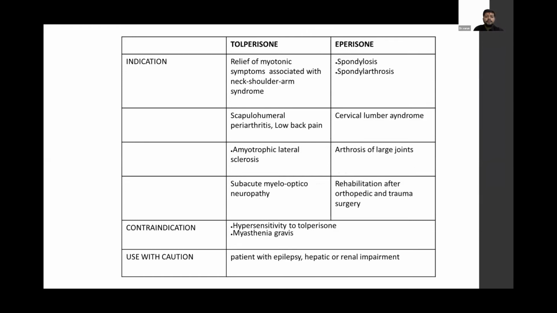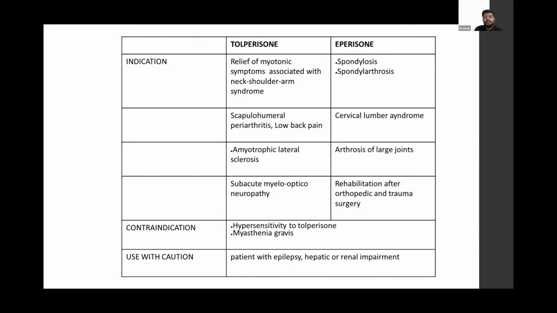Indications for tolperisone are myotonic symptoms associated with neck, shoulder, arm syndrome, scapulohumeral arthritis, low back pain, amyotrophic lateral sclerosis, or subacute myelo-optico-neuropathy. And for eperisone, also spondylolysis, spondyloarthrosis, cervical lumbar syndrome, arthrosis of the large joints, and rehabilitation after orthopedic or trauma surgery.